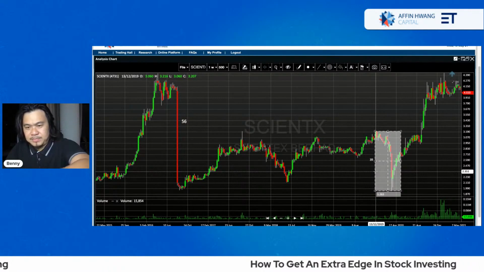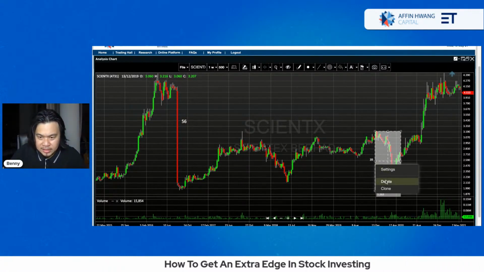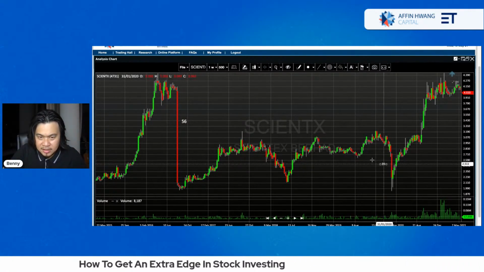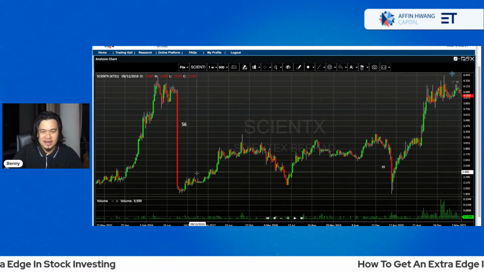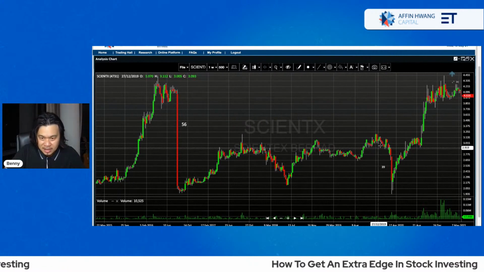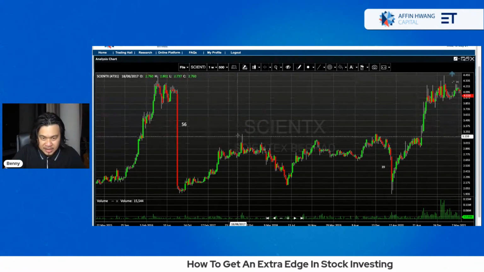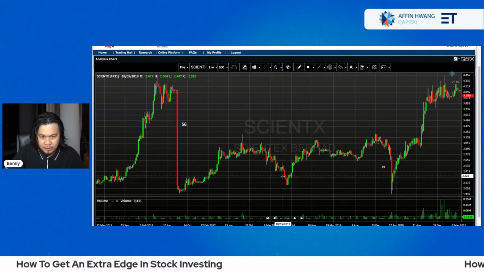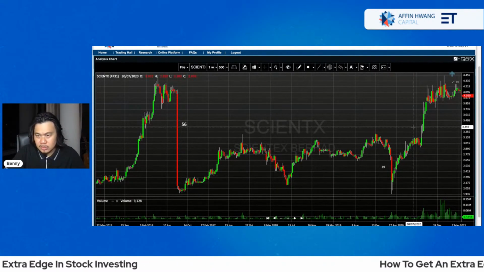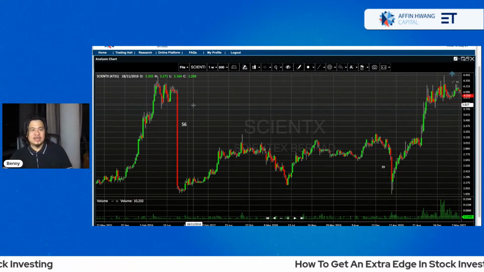So I guess the biggest fall would be this one over here, a 56% fall. Eventually, after the 56% fall, the price goes up. But it normally also falls about 40%, and I guess this one will also be at least a 30% fall. So this counter is volatile again.